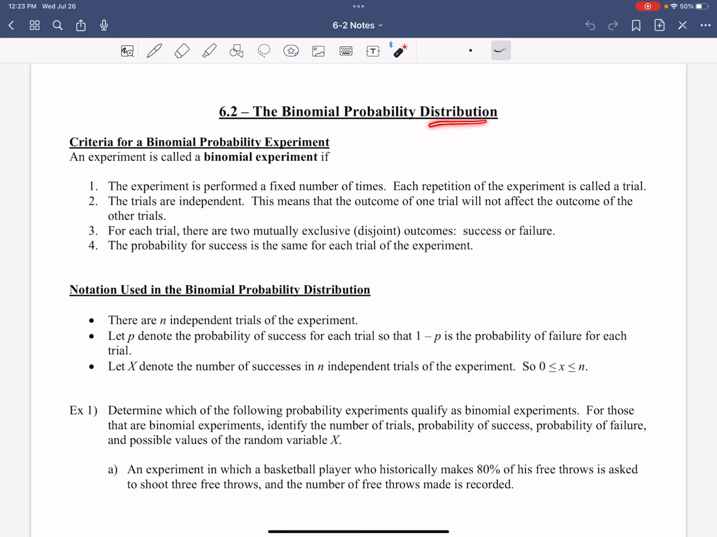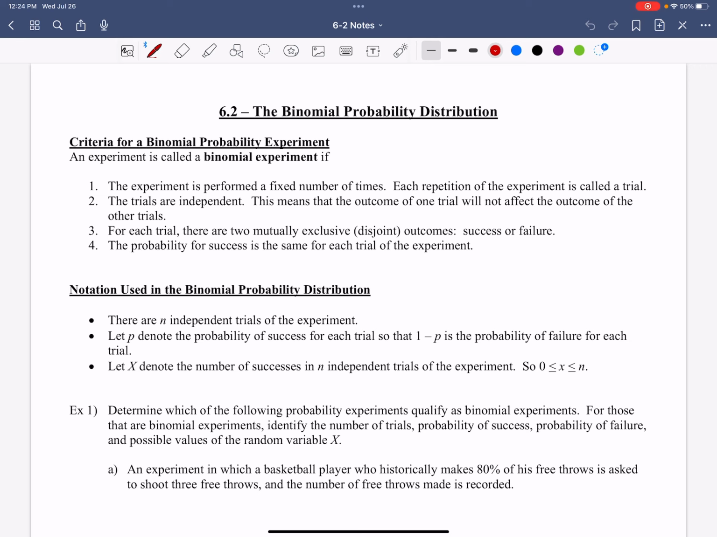We've talked about a probability distribution. We've worked through that stuff. Now we're going to talk about different types, and here's a specific type. The criteria for a binomial probability distribution, and it's called this because it has to meet these 4 criteria. If any of these 4 criteria are not met, then you're out. Then that's not a binomial probability distribution.